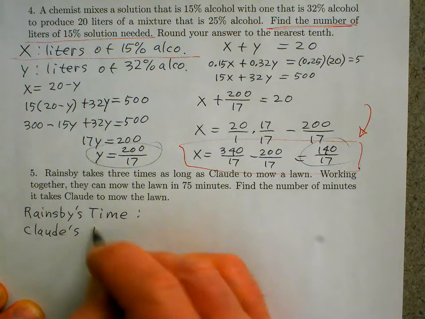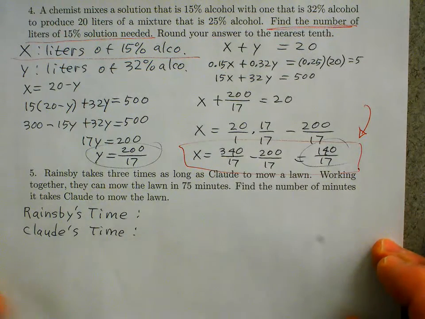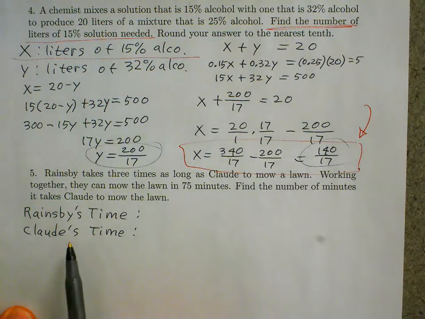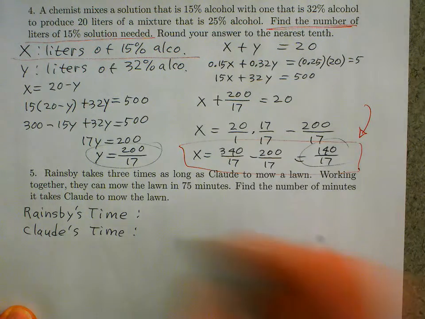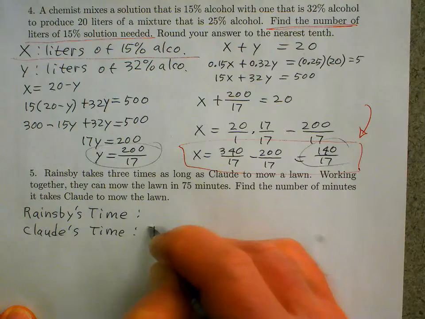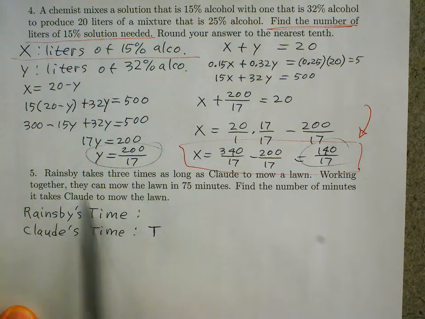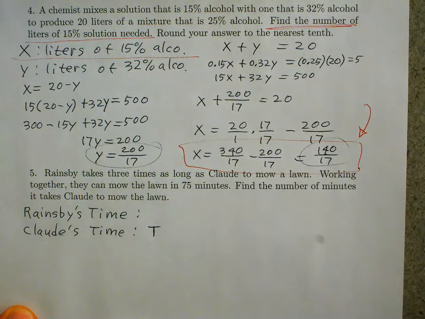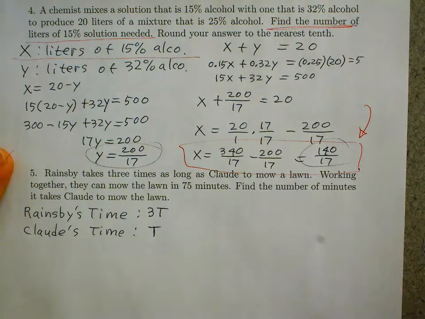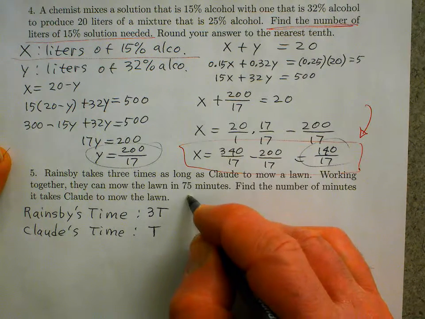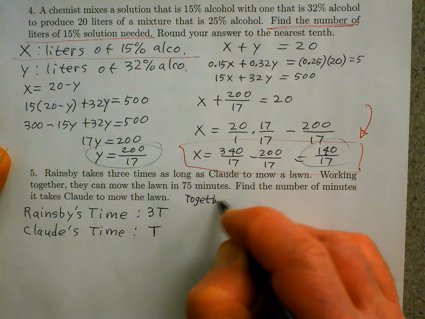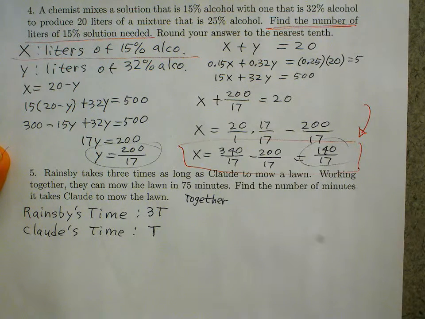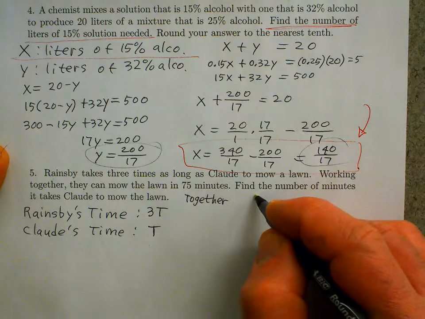We're told that Rainsby takes 3 times as long as Claude. Well, there's more than one way to do it. Since we're supposed to find the amount of time it takes Claude to mow the lawn, I'll pick t to represent Claude's time. And then Rainsby takes 3 times as long as Claude, so Rainsby's time is 3 times t. Okay, so we can write down 3 equations, each having the form rate times time equals 1. So they work together, and then they work separately.